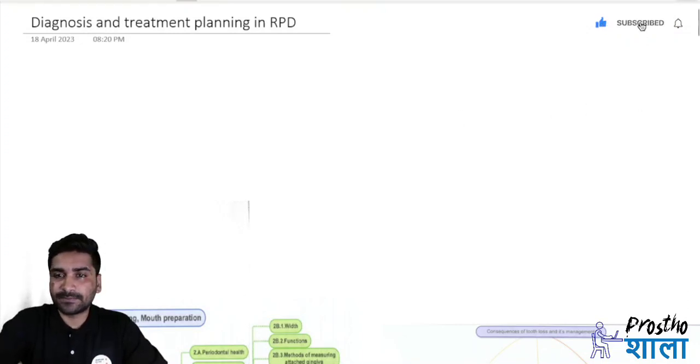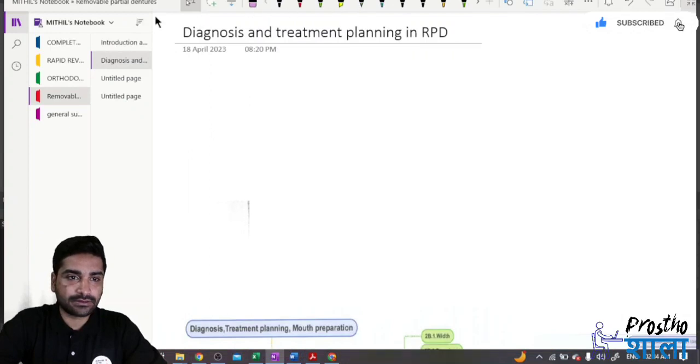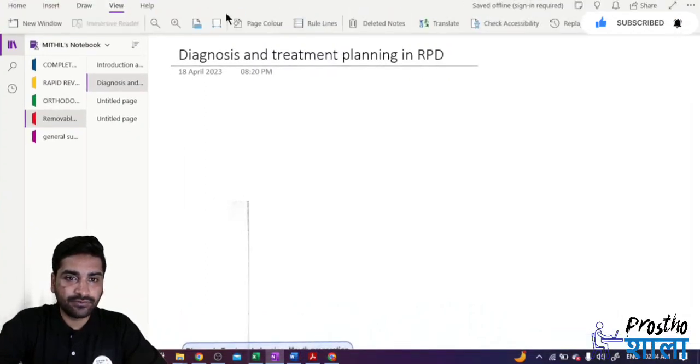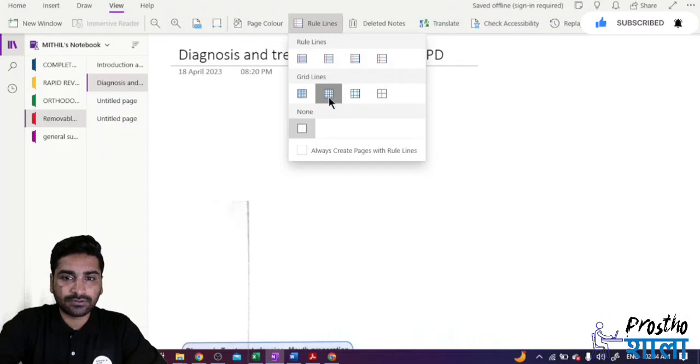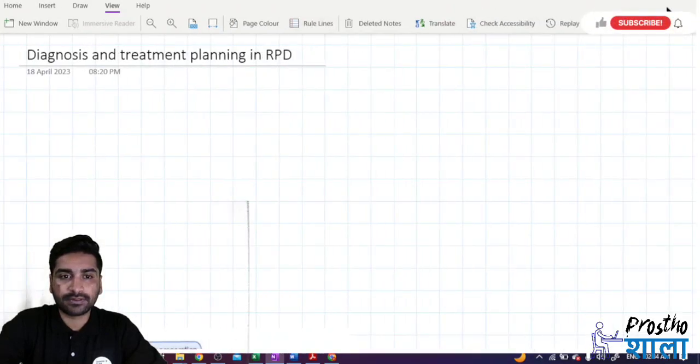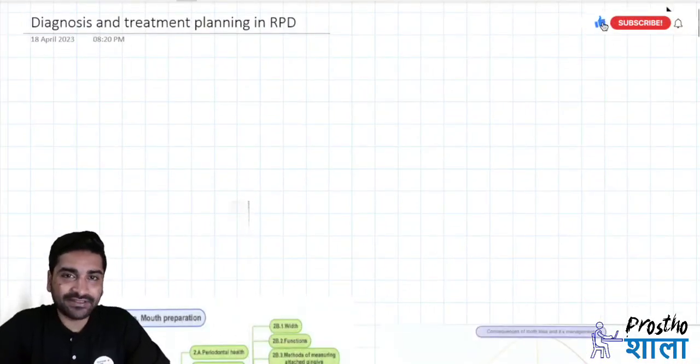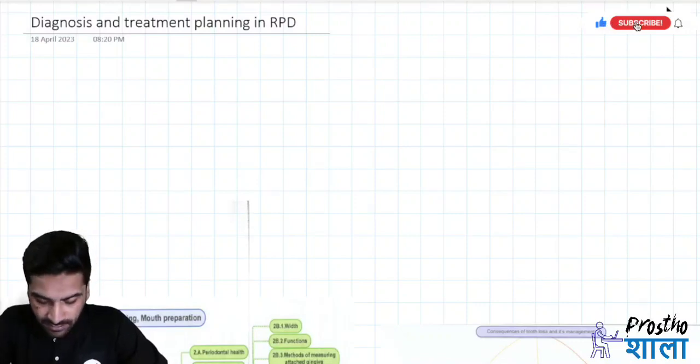And just a second, I'll just have to change the view. Yeah, so now starting with the diagnosis and treatment planning in removable partial dentures.